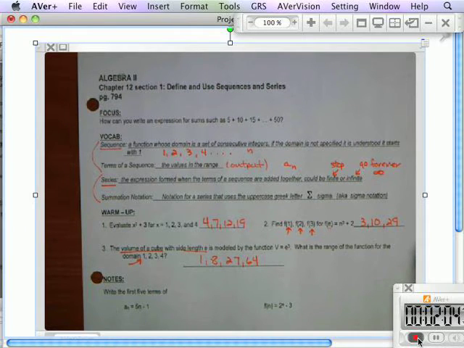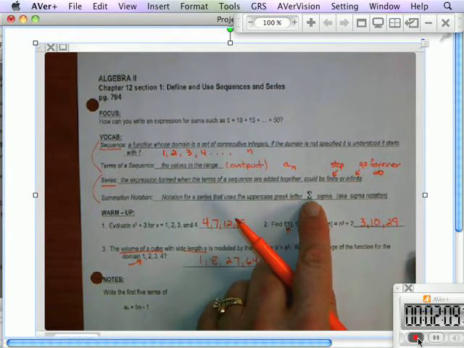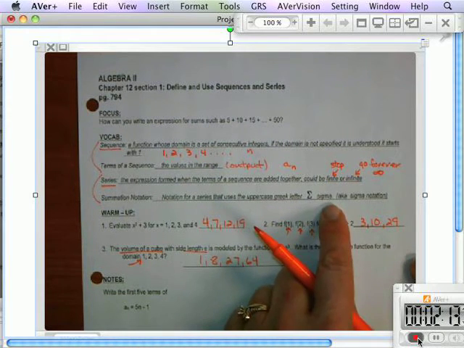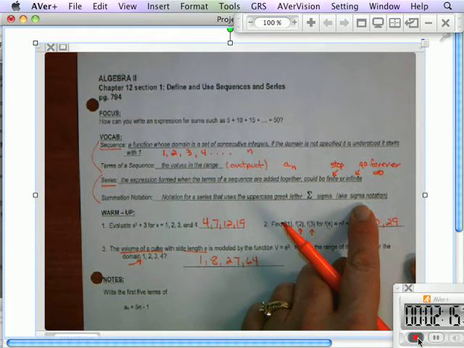Summation notation. Notation for a series that uses the uppercase Greek letter, that thing, stands for summation. It's called sigma. You might also see it as sigma notation.